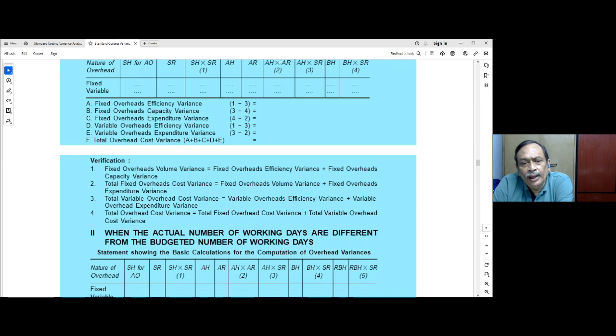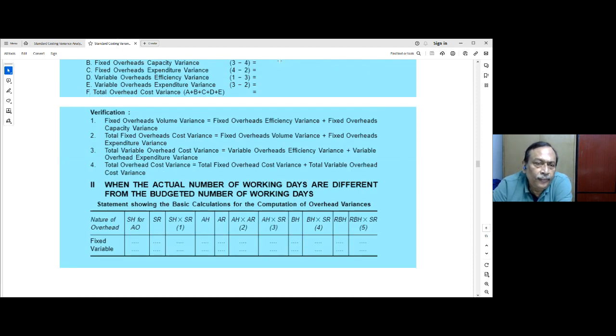Now, in the verification part, fixed overhead volume variance will be fixed overhead efficiency variance plus fixed overhead capacity variance. Total fixed overhead cost variance will be fixed overhead volume variance plus fixed overhead expenditure variance. Total variable overhead cost variance is equal to variable overhead efficiency variance plus variable overhead expenditure variance. And total overhead cost variance, of course, total fixed overhead cost variance plus total variable overhead cost variance.